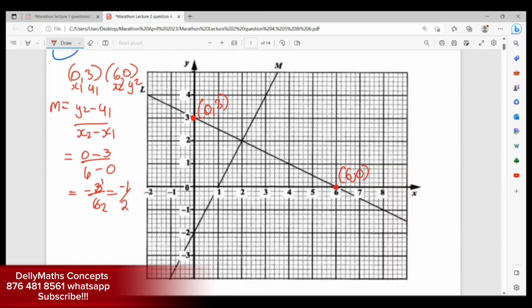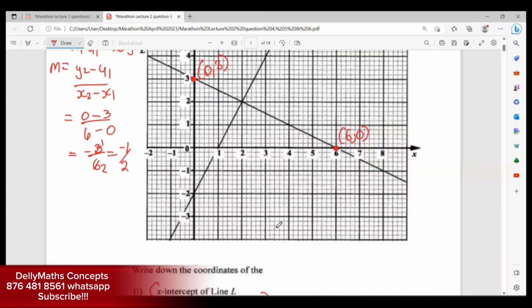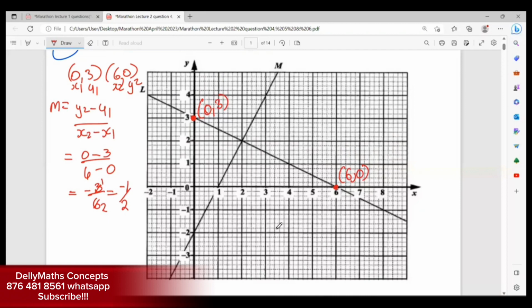Negative a half. So the gradient for line L is negative a half, which is the regular working out that you know, finding gradients. This is the formula. They're not going to give it to you. You have to know it for yourself. Find 2 points that are on the line, label them, and then you substitute. You get this. The fact that you get this, then you can prove the point to them.